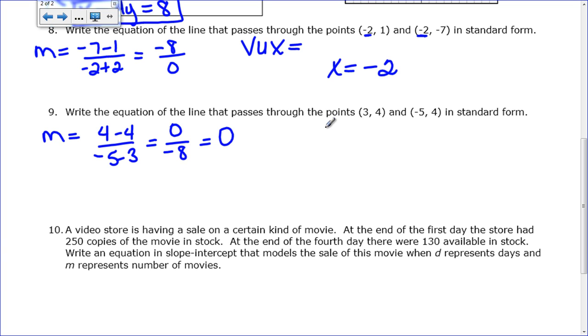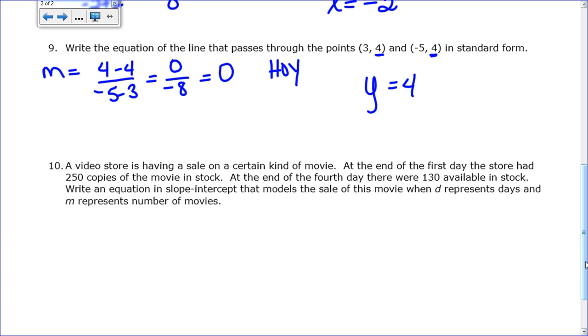It's still nothing. Well, since this has a slope of 0, it meets this part of the acronym we talked about a minute ago, which means it's a horizontal line, and the equation is y equals. If you look at your points, they both have a y value that's identical, so the equation is y equals 4.